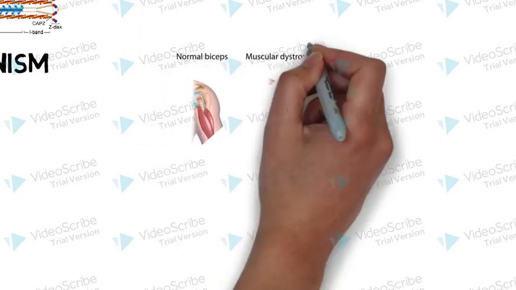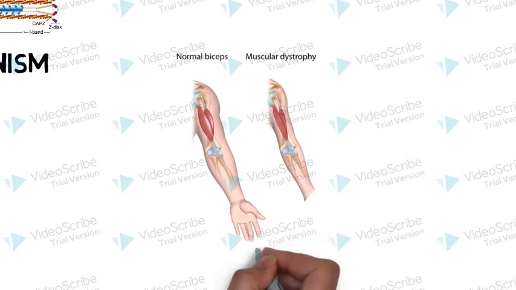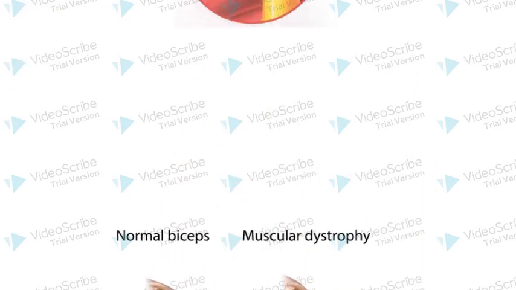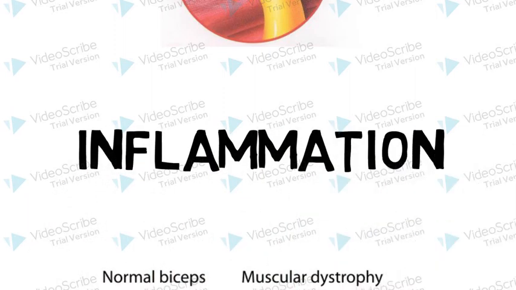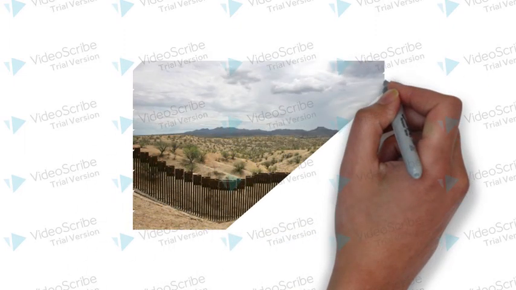If you look at the normal biceps versus the muscular dystrophy, you will see that the normal biceps are a lot bigger compared to the muscular dystrophy, which is something that we need to address, and that's due to weaker inflammation.